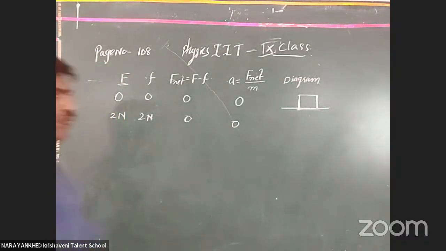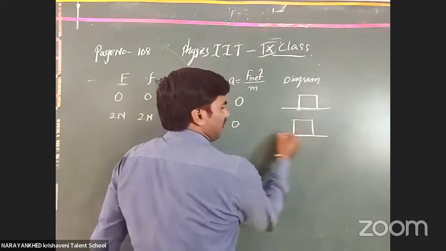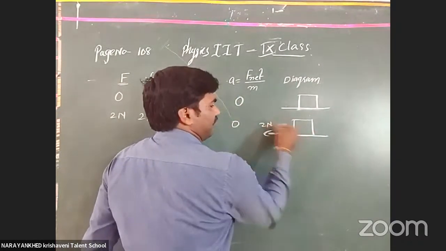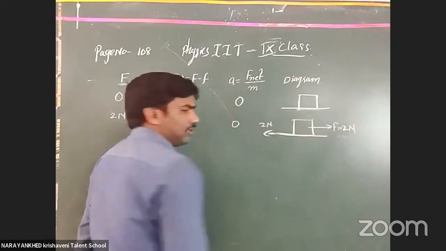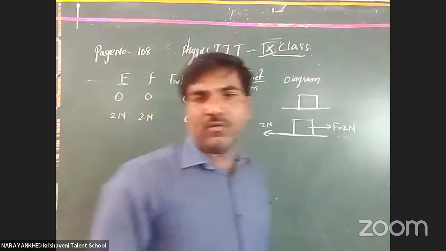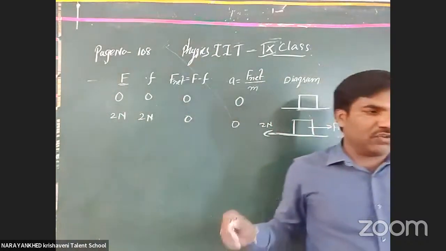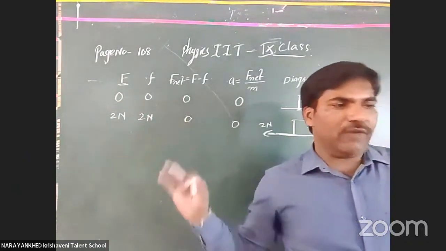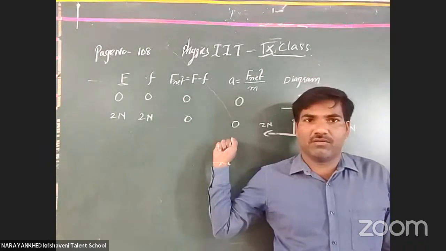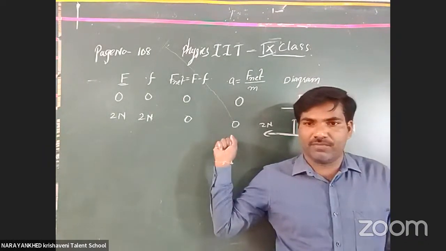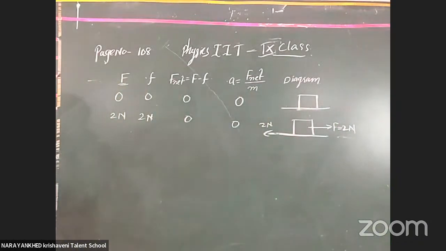The force is applied here, but the body does not move. The friction is 2 newtons, and the applied force F is also 2 newtons. What did you understand from that? When the frictional force is equal to the applied force, automatically the body becomes stable. Understood, all? Yes, this is our F net.